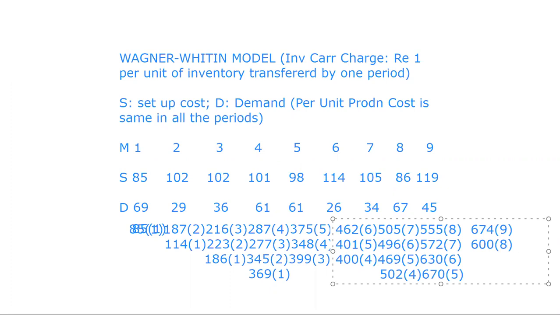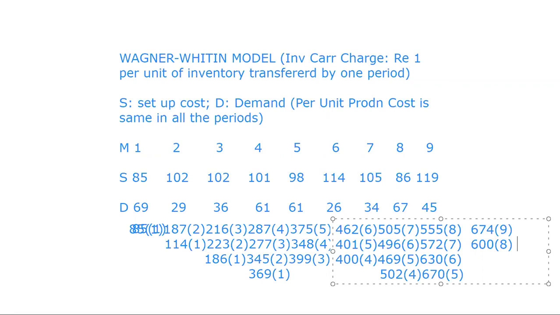Any questions so far? So what is being said is, do I need to consider period number 7 for period number 9? No, because it is not optimal to produce in period number 7 and transfer to period number 8. So it is not optimal to produce in period number 7 and transfer to period number 9. So this is what it means.